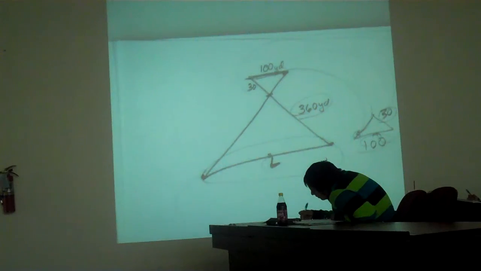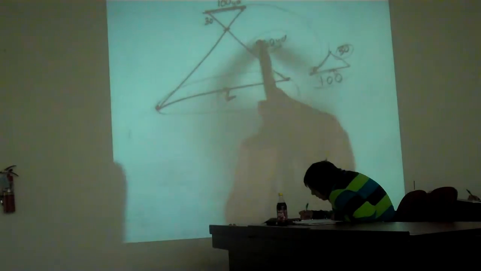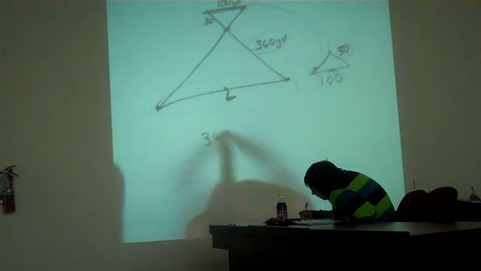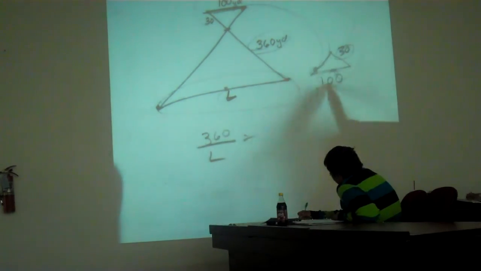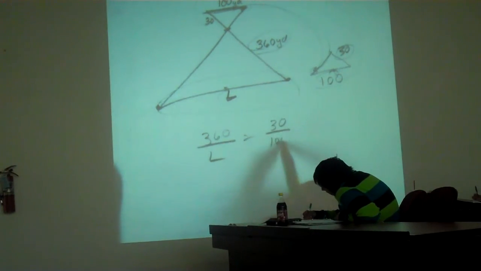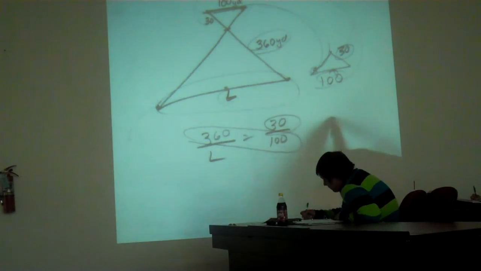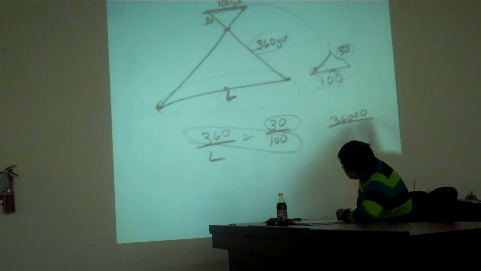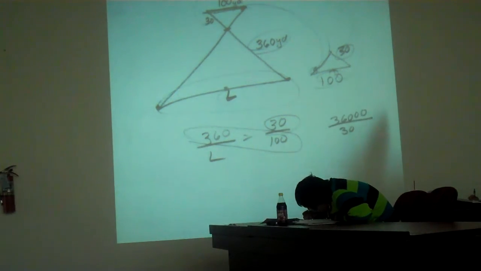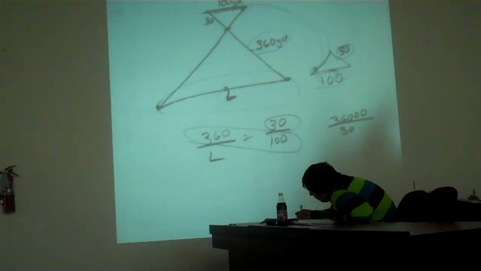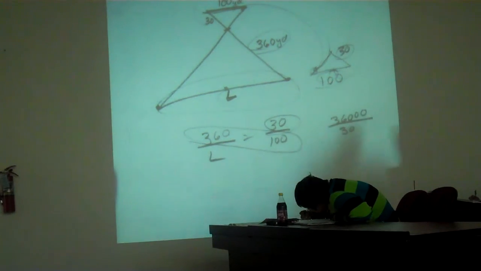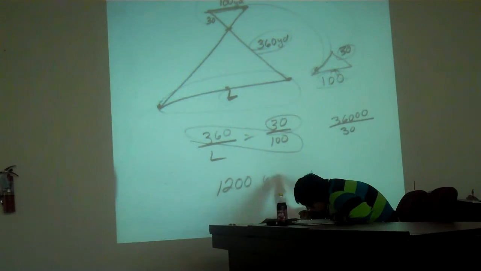So now you can put it into a proportion. This over the length you don't know equals this over the length that you measured up there. Okay, so do that times that, divided by 30. 360 times 100, and then divide by 30. Is it about 1,200? 1,200. 1,200 yards.